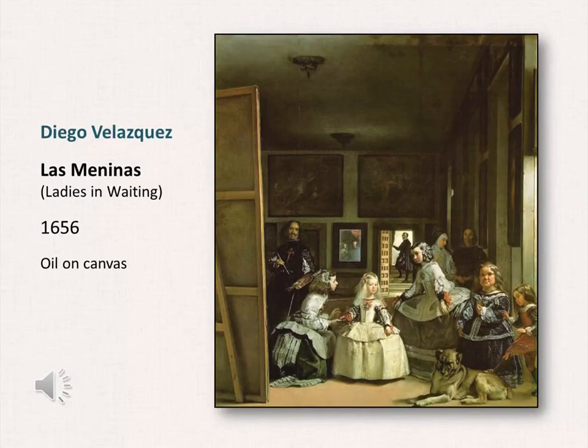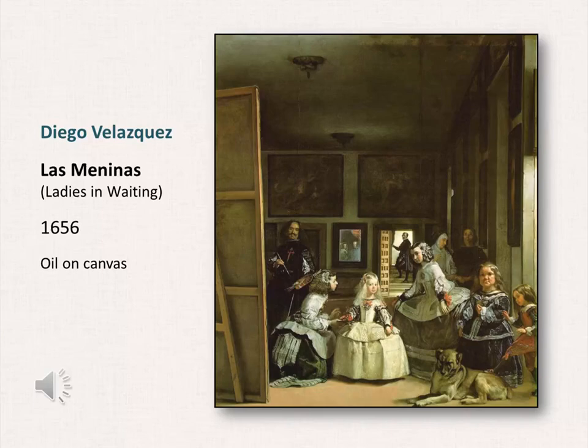Las Meninas was painted in 1656 by Diego Velázquez. The painting's composition is very elaborate and challenges the perceptions of illusions and reality, as well as the status and involvement of the subjects and the audience. The painting is set in the Royal Palace in Madrid.